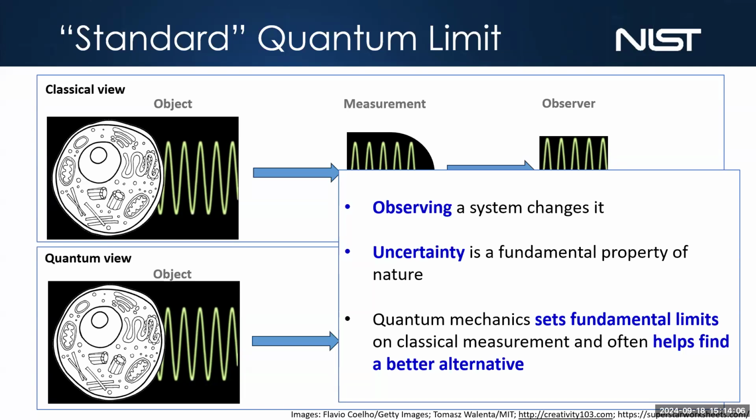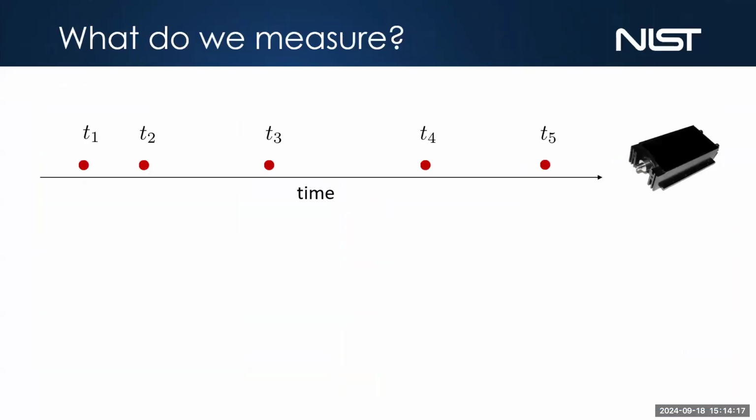And then quantum mechanics sets fundamental limits of classical measurement and often helps find a better alternative, which is a next generation kind of measurement, not your typical classical measurement. So how do you do that? What are the benefits of counting photons?